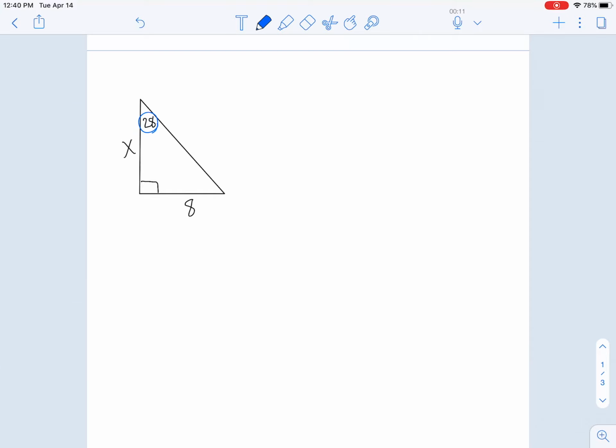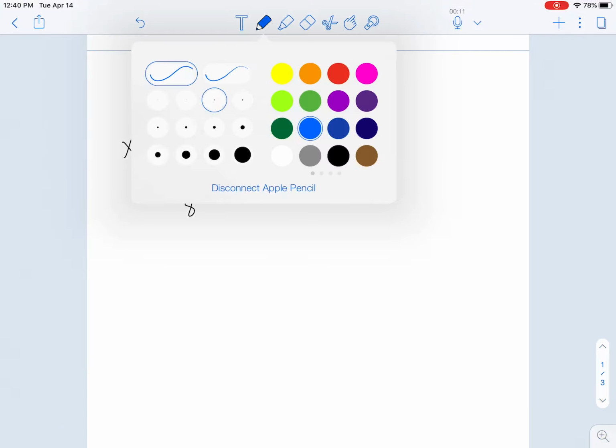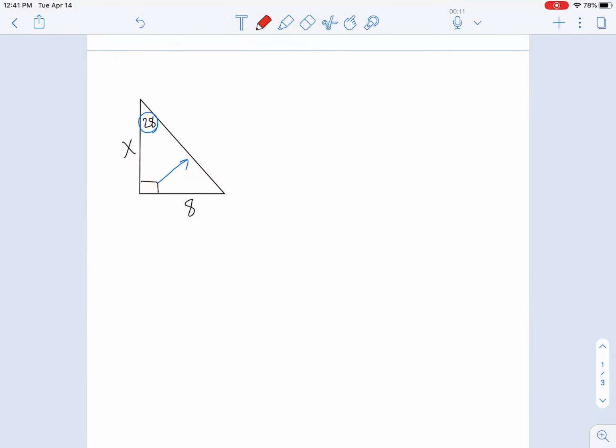I'm going to label the sides I have. So I always start with my 90 degree. I go over there. Do I have anything labeled there? No, I don't. I'm not going to label that, okay? But I'm still going to go through the motions. And that would have been our hypotenuse.